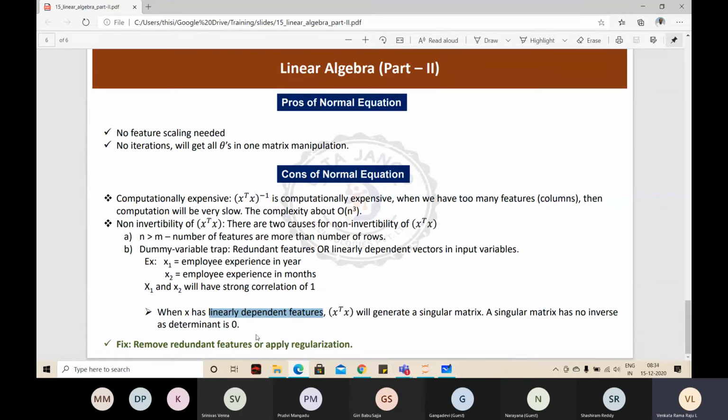When X has linearly dependent columns, X transpose X will generate a singular matrix. A singular matrix has no inverse as its determinant is 0. So removing redundant features or applying regularization will actually solve this problem. Regularization we have not seen yet, right? Regularization we will get in the gradient descent algorithm. One solution is the gradient descent algorithm only.